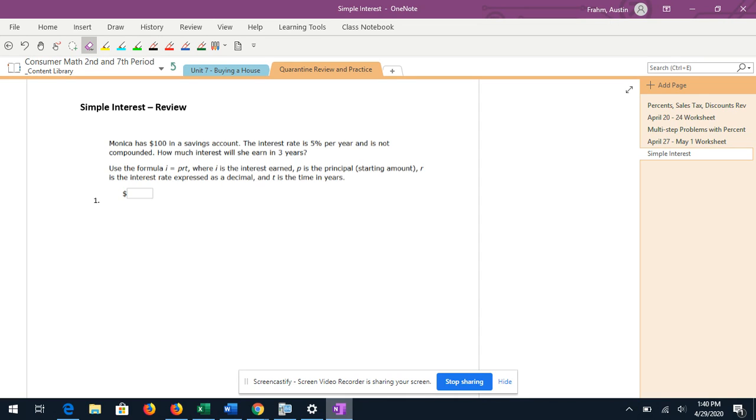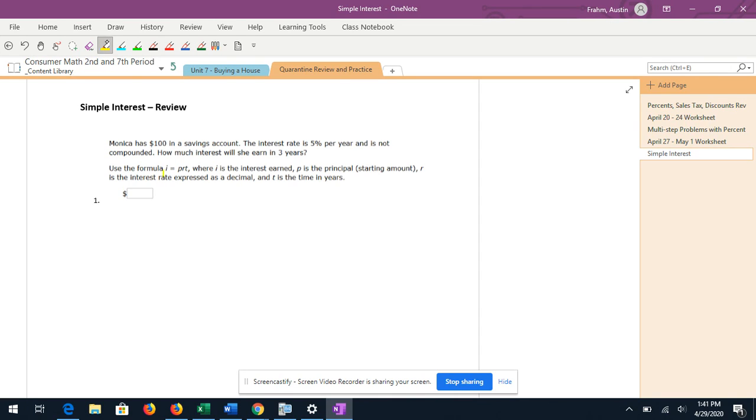So, number one says Monica has $100 in a savings account. The interest rate is 5% per year and is not compounded. How much interest will she earn in 3 years? It also says to use the formula I equals PRT, where I is the interest earned, P is the principal or the starting amount, R is the interest rate expressed as a decimal, and T is the time in years. They will pretty much use that phrase in all of the IXL questions that you're going to be doing.